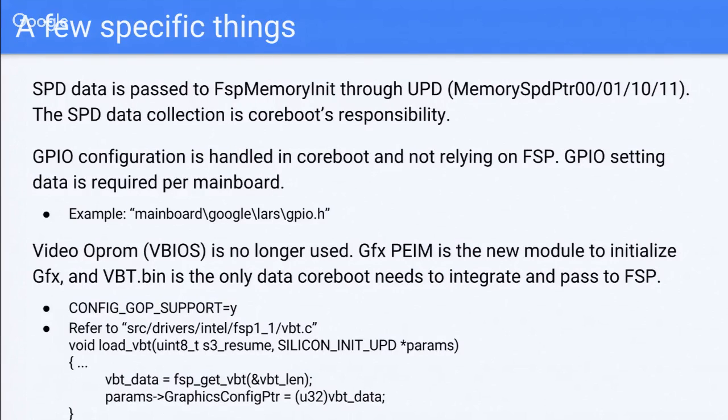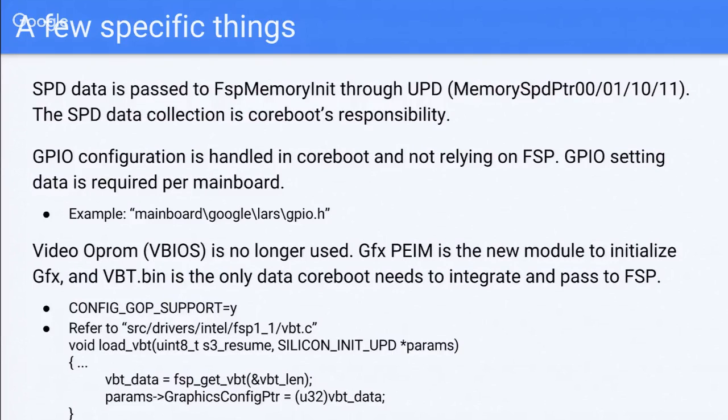Next one is the video option. VBIOS is no longer used. I think starting with Braswell, we are already dropping that. So graphics PEI module, which used to be called GOP, is the new module to initialize graphics. The only input that coreboot needs to provide is the vbt.bin file. That's the only file that every board needs to provide.